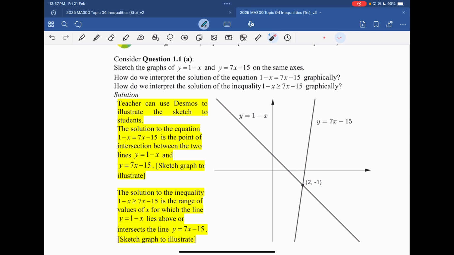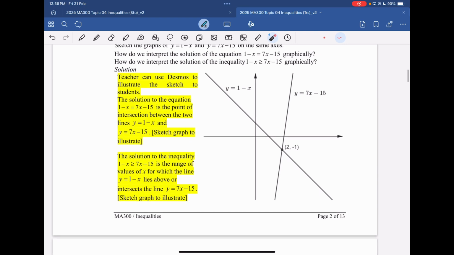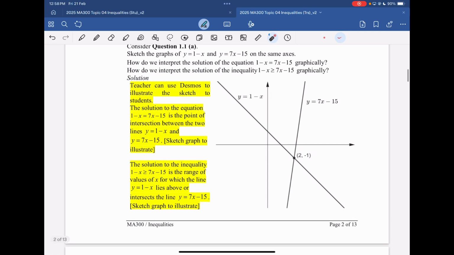Okay, so guys, just hear me out. Can I have your attention? Give me 2 minutes. All eyes on the screen. This is on page 2. I just want to help you understand what it means by the graph.